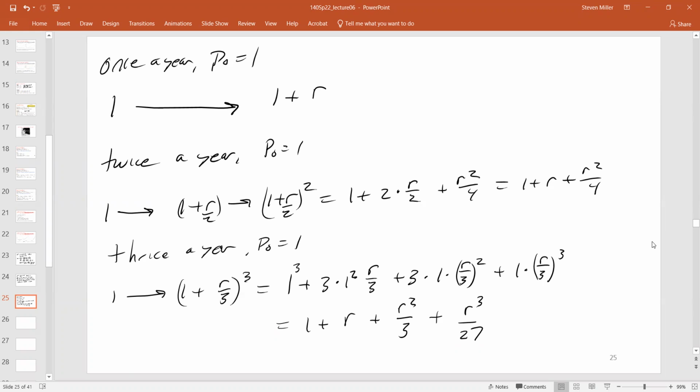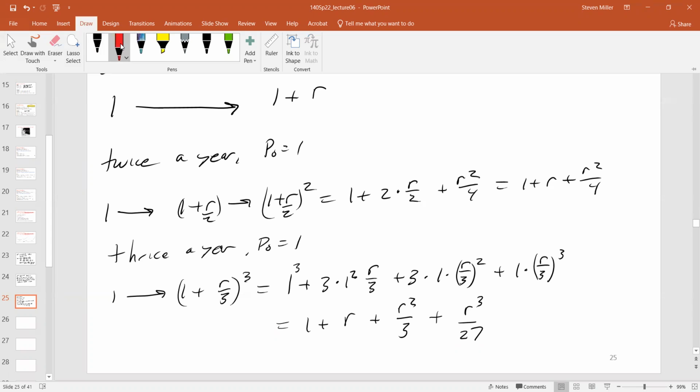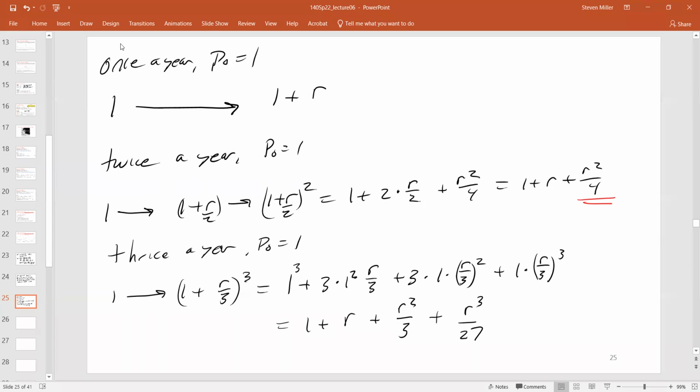I'm sorry? I can't hear you. So why is r squared over 3 plus r cubed over 27 greater than r squared over 4? So we need to compare this to this, right? Which would you rather have, r squared divided by 4 or r squared divided by 3? Which is going to be more for you?